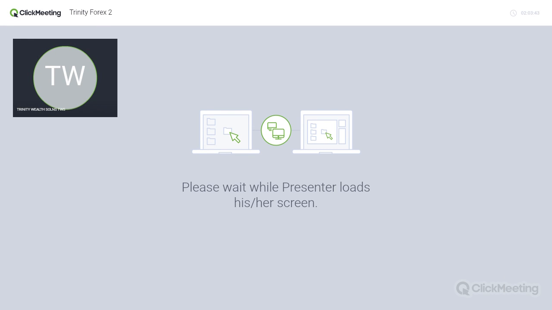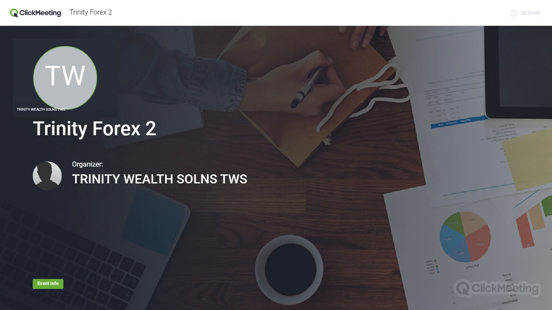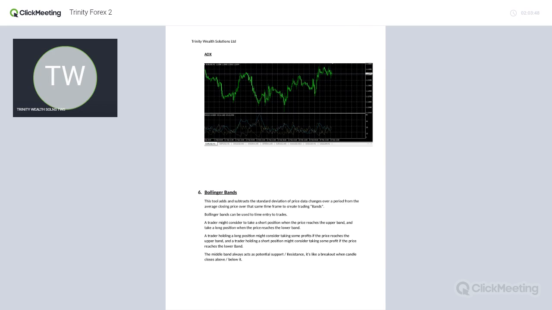Well, we can just go back there. We look at the notes very fast, and you might draw them and see what they are when you have the knowledge of what they are from the notes. So the last one is Bollinger Bands. And you say this tool adds and subtracts the standard deviation of the price data changes over a period from the average closing price over that same period, from the same time frame, to create trading bands.